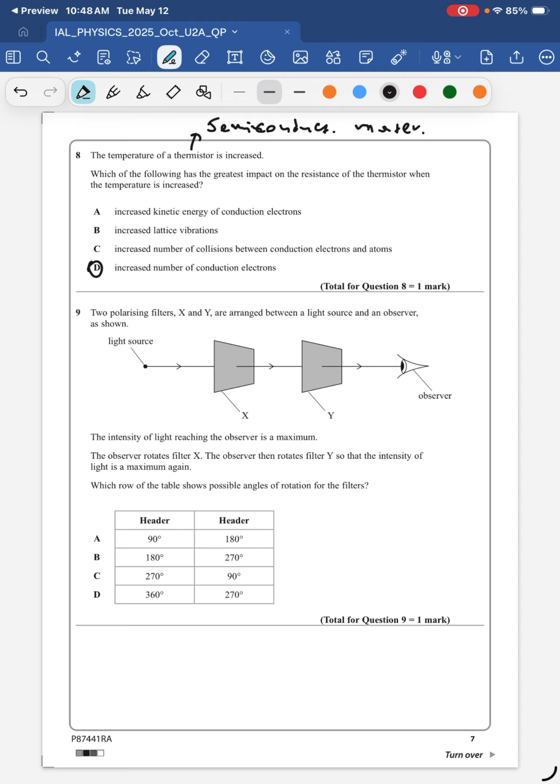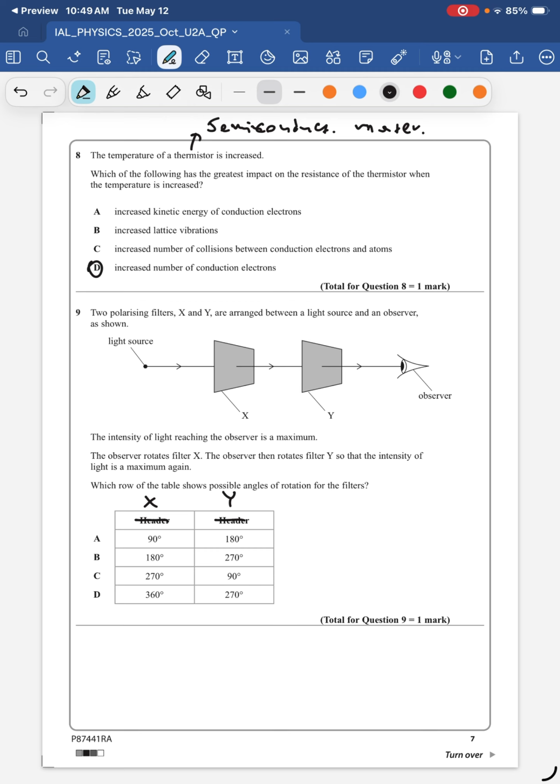Question 9. Two polarizing filters X and Y are arranged between a light source and an observer as shown. The intensity of light reaching the observer is a maximum. The observer rotates filter X, then rotates filter Y, so that the intensity of light is a maximum again. Which row of the table shows possible angles of rotation for the filters? By the way, this is a typo. It should be X and Y. I guess that was a placeholder word they meant to change later and they forgot.